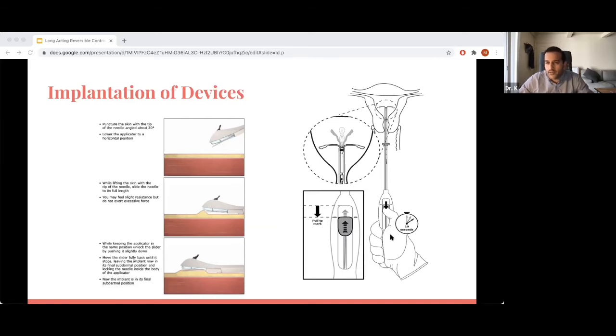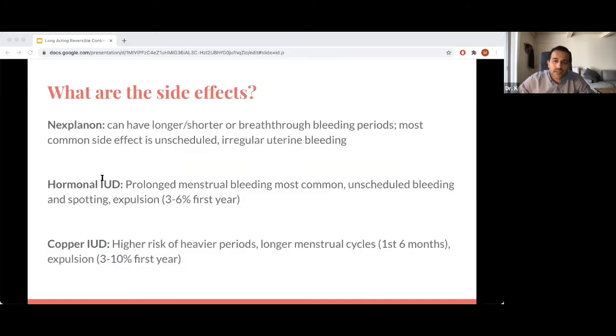And the strings are cut, depending on who you ask, anywhere from 2 to 4 centimeters in length. Those strings are later used to remove the device. We recommend for both of these, as a general rule of thumb, backup contraception for about 7 days following a Nexplanon or IUD insertion, unless it's a same day removal and insertion. So if you already have these devices in and you have it exchanged, then you don't necessarily need backup contraception, but otherwise you would need to.